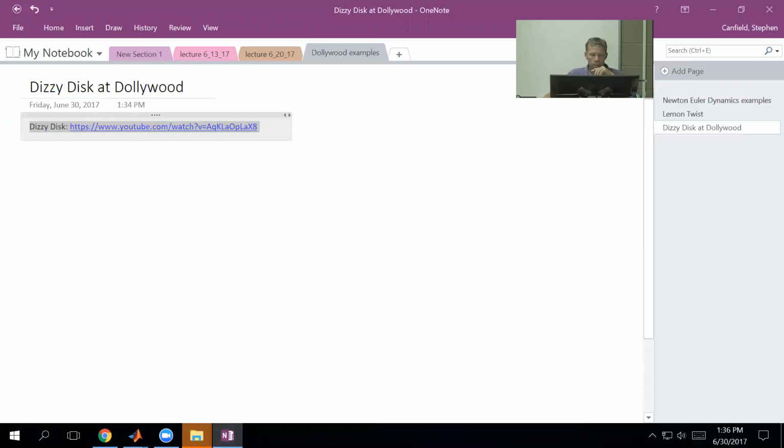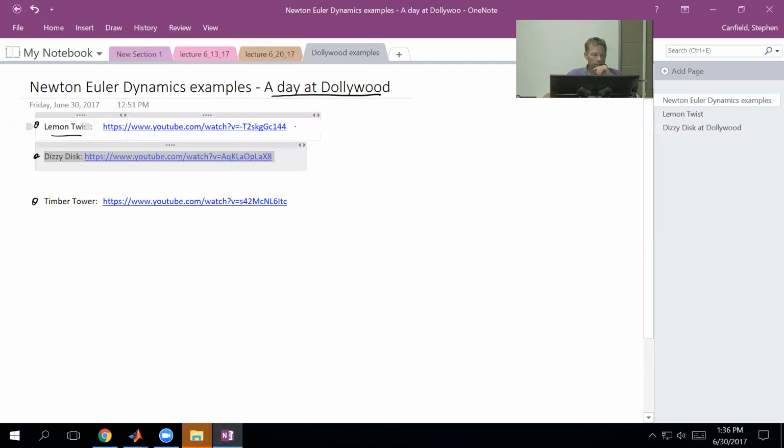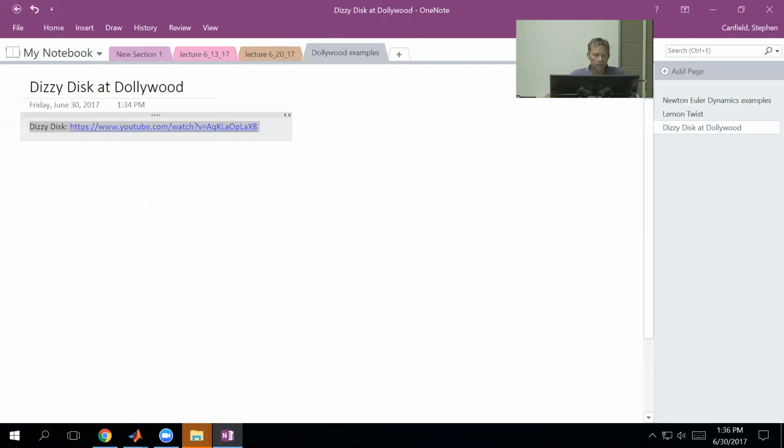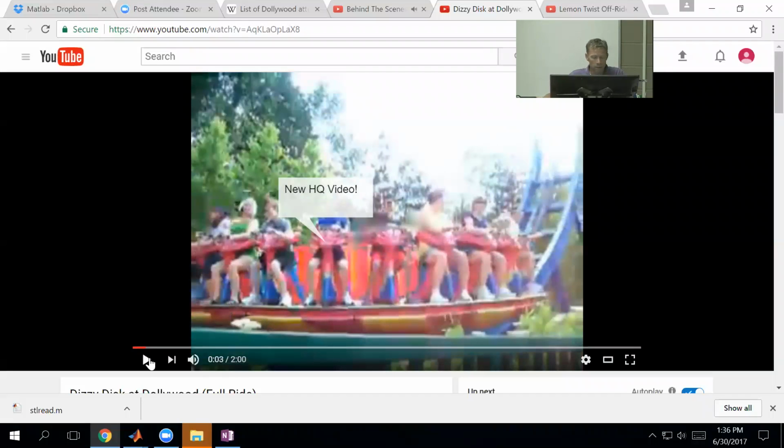All right, we're continuing our theme here of a day with Newton, Euler at Dollywood. We are considering 3 examples: the lemon twist, the dizzy disc, and the timber tower. This example will work the dizzy disc. And if you go to the YouTube link, you can see somebody that recorded being at Dollywood and the dizzy disc.